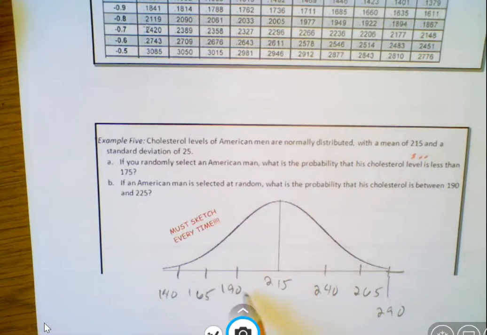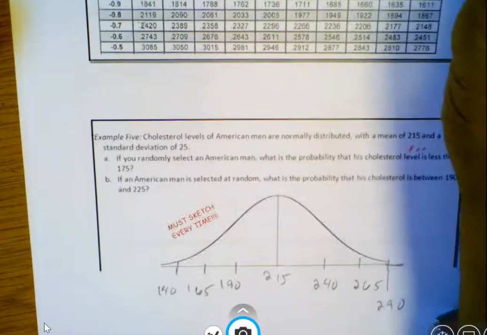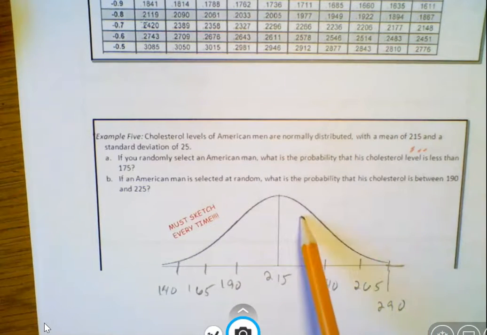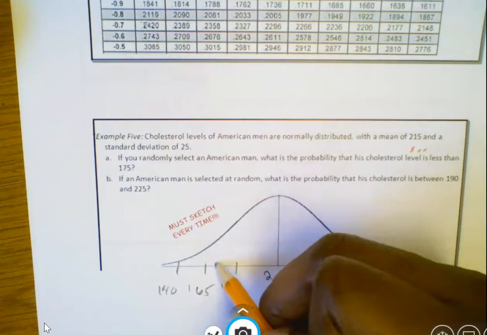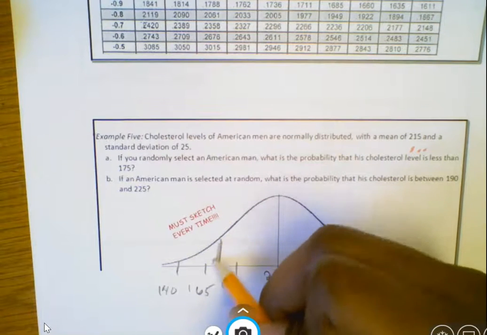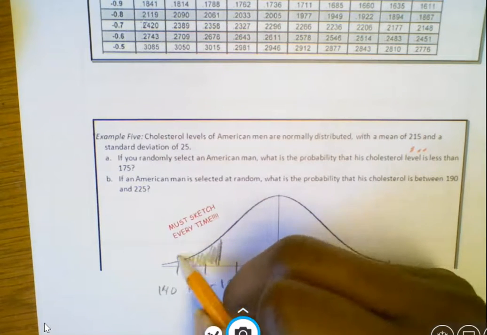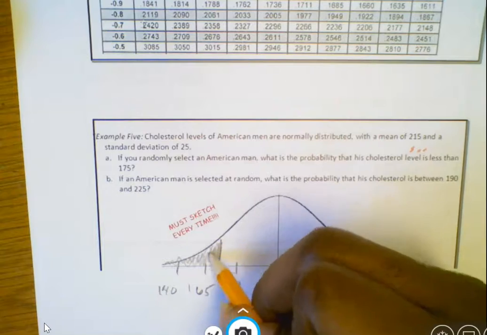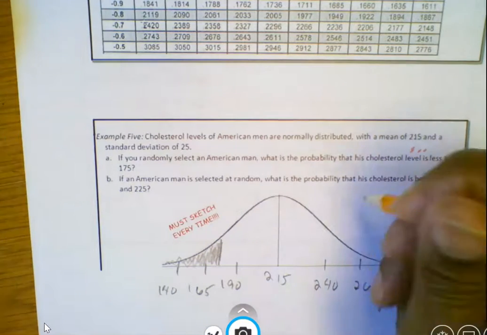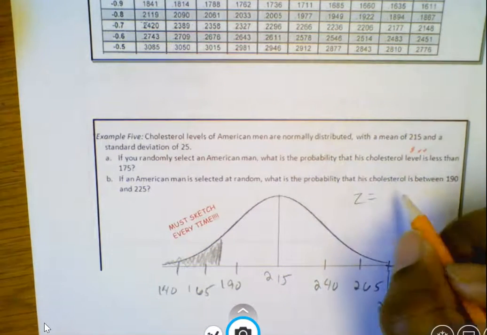And then after you do that, it says the person's cholesterol is less than 175. So it doesn't fall on one of these numbers. It's probably around here. So these are people whose cholesterol levels are less than 175. So I need a z-score for that number.